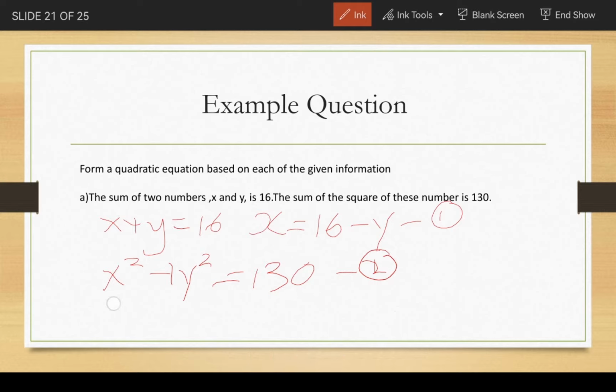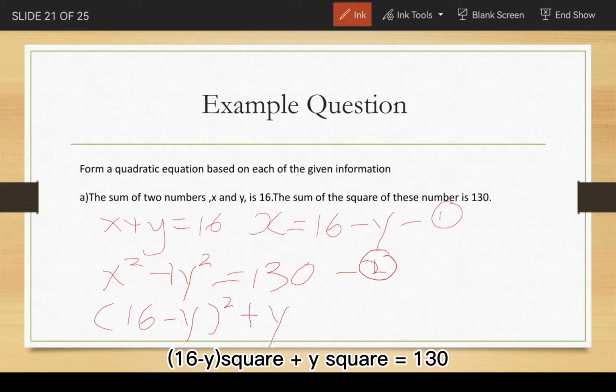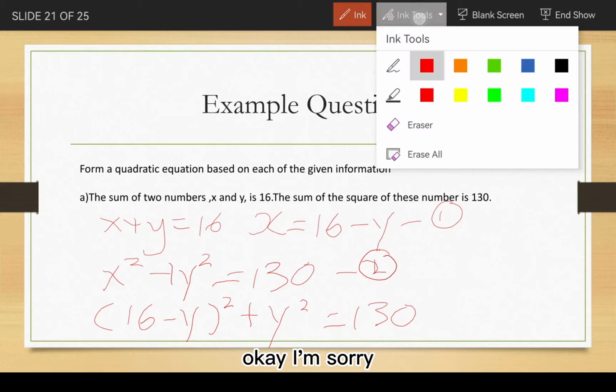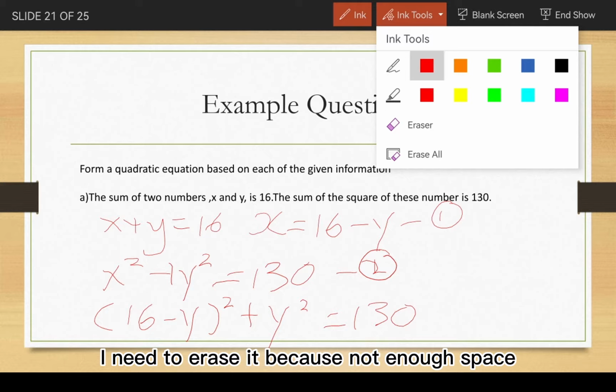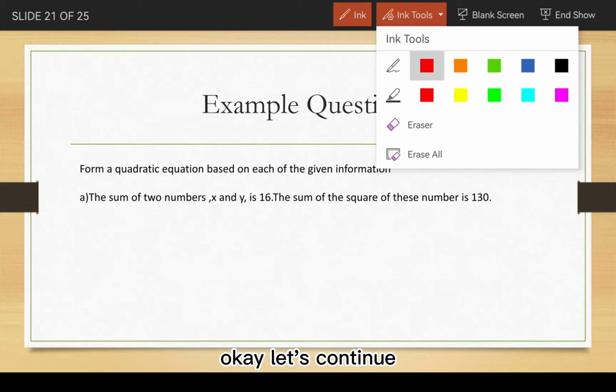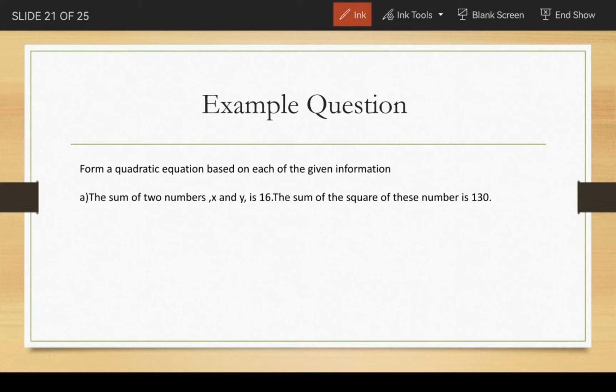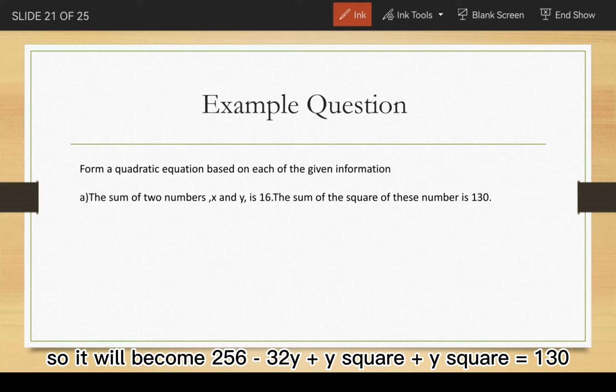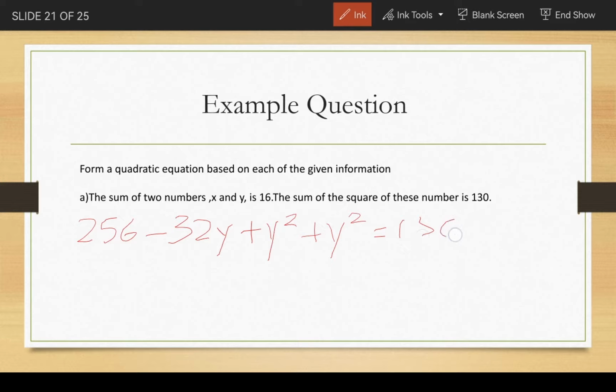Alright, next, form it. 16 minus y squared plus y squared equal 130. Okay, sorry to say, I need to erase it because not enough spacing. Okay, let's continue. After that, I will expand it, so it will become 256 minus 32y plus y squared equal 130.